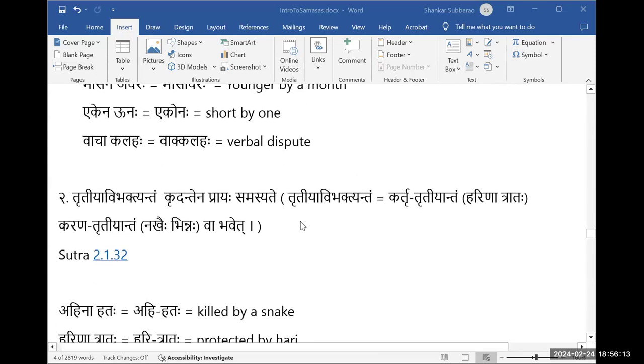Okay. Then, next one. Next one is Trtitiya Vibhaktiyantam Kridantena Praya Samasyate. This is his word, his language. We will look straight into Sutra. So I want you to see something there. Now, we're talking of what? A word in third case typically combines the Kridanta Pratipadika to form what? A Trtitya Tatpurusa compound. Clear? This is what the sutra is saying.